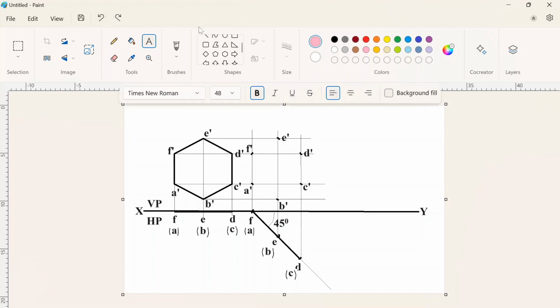Now, after marking all these notations, A dash, B dash, C dash, up to F dash, if you connect this A dash to B dash to C dash, C dash to D dash, like that, if you continue it up to F dash, finally F dash to A dash, we can get a hexagon.